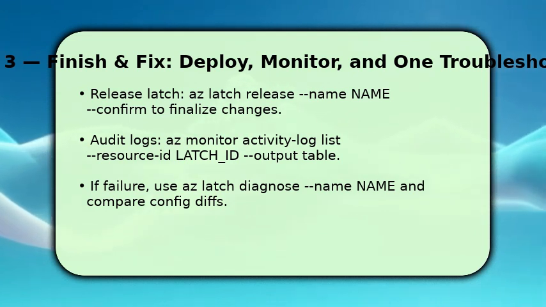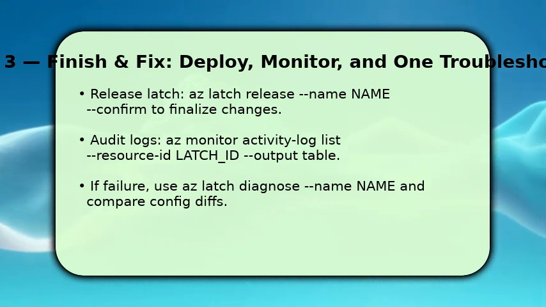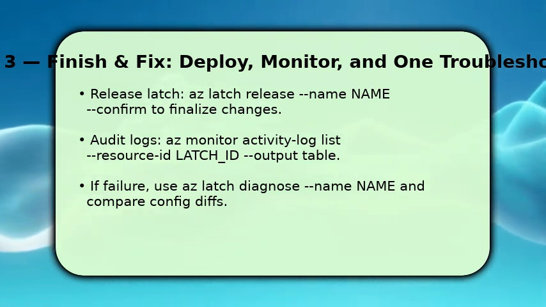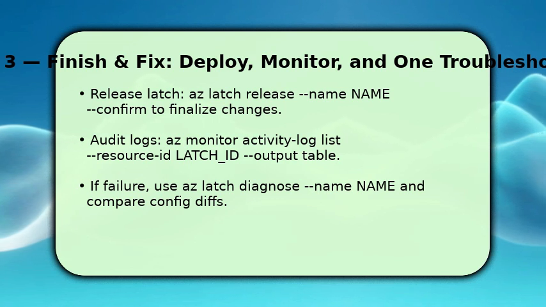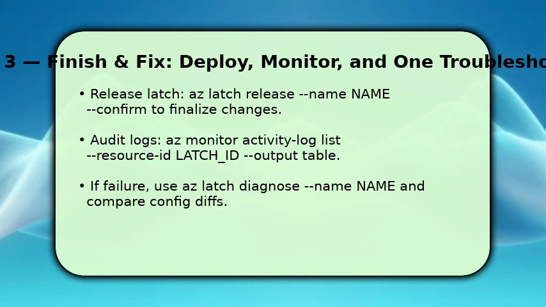If something goes wrong, run as-latch diagnose to collect debug info and compare current config against your desired file to pinpoint diffs. Make sure to capture timestamps and error messages. Those are the quickest route to a targeted fix.